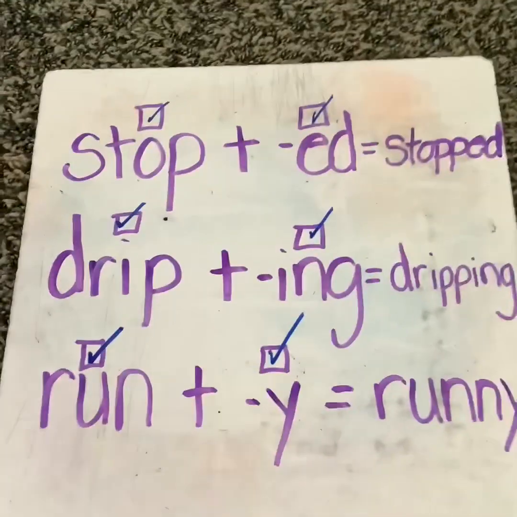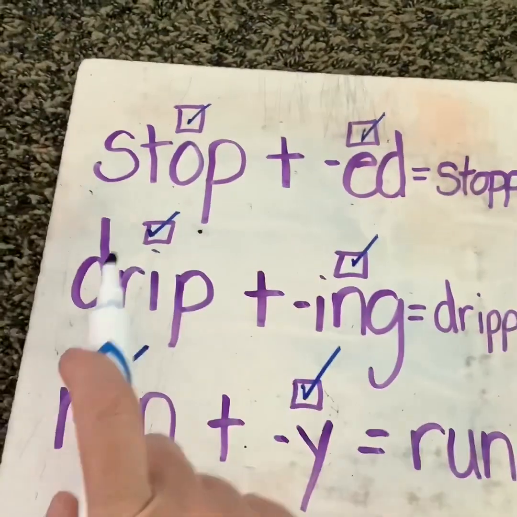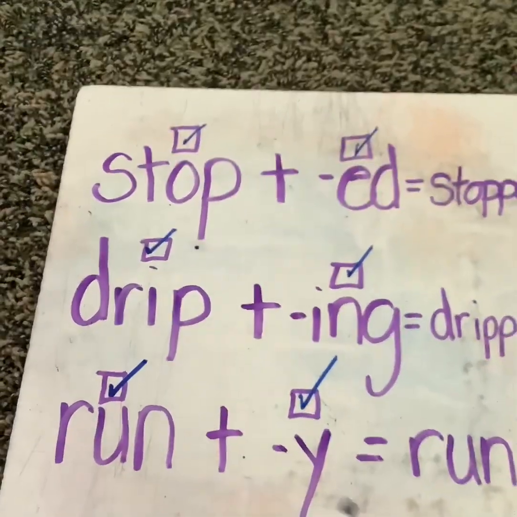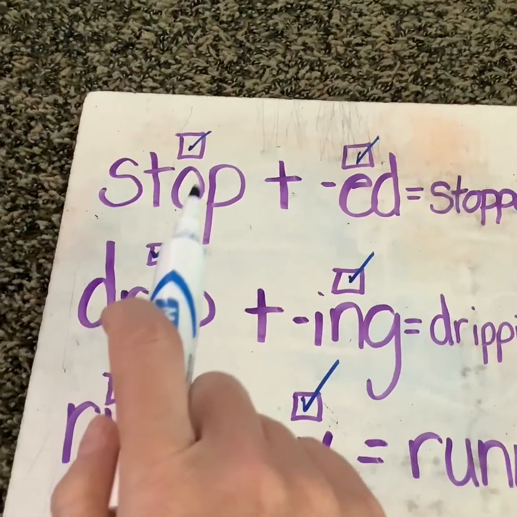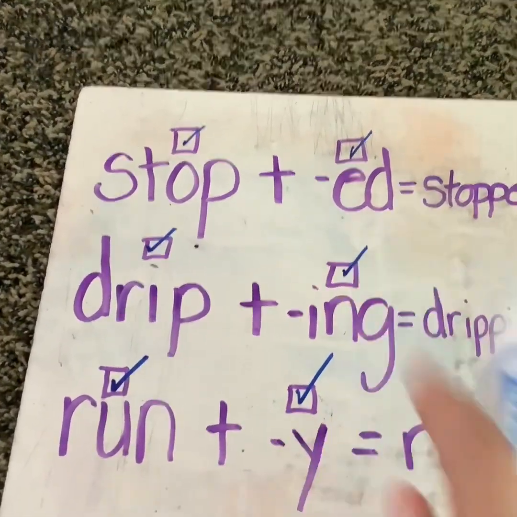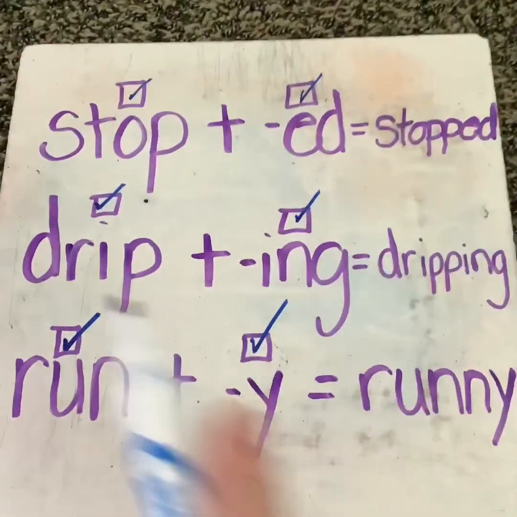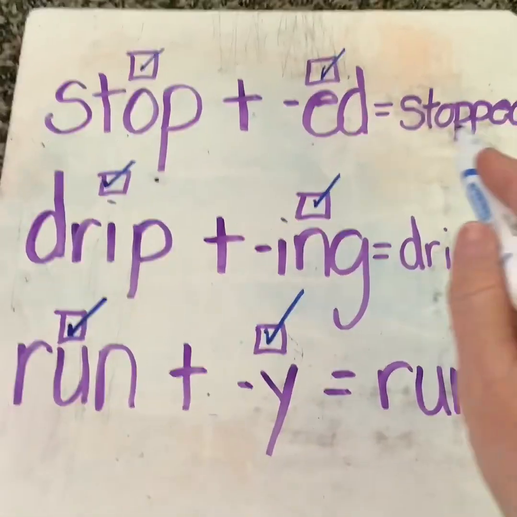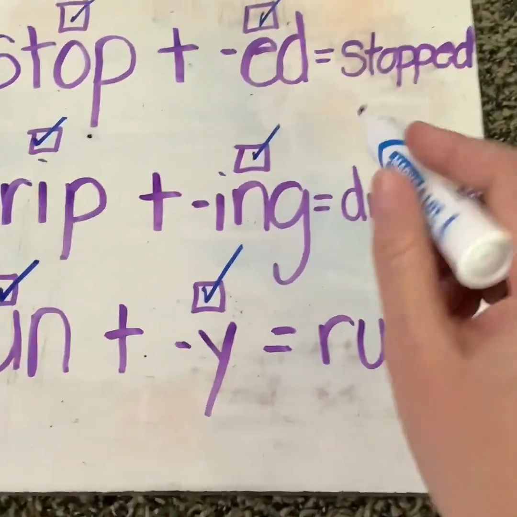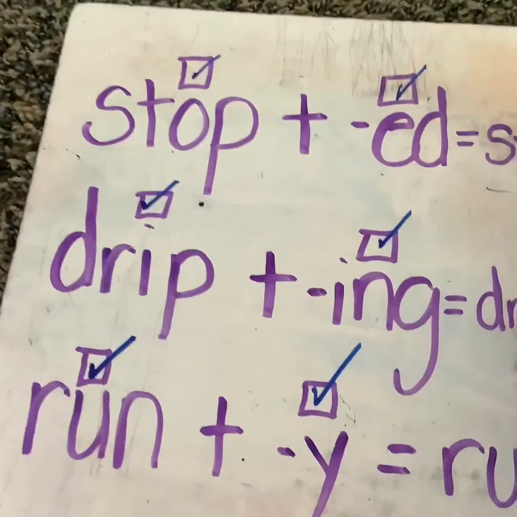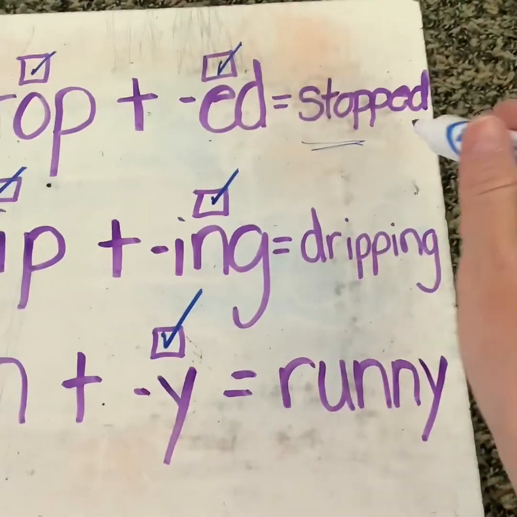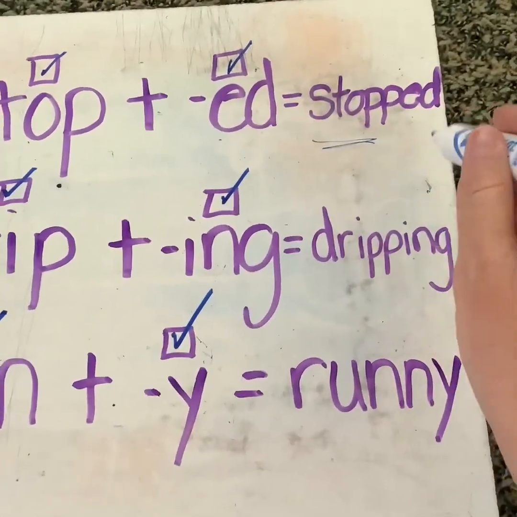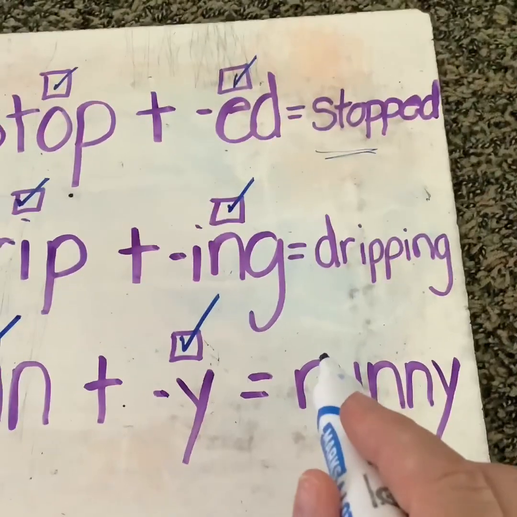Okay, all of these have two check marks. When they've ended with a vowel and a consonant and they start with a vowel suffix, we are going to double the last letter before adding the suffix. So you can see I have stop here. There's my root word stop. But then I added another P and ED, stopped.